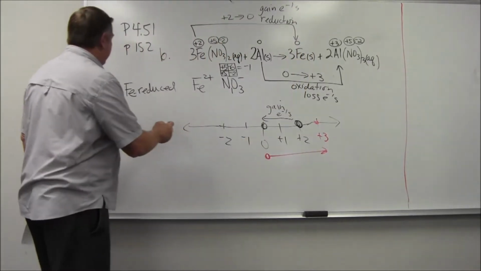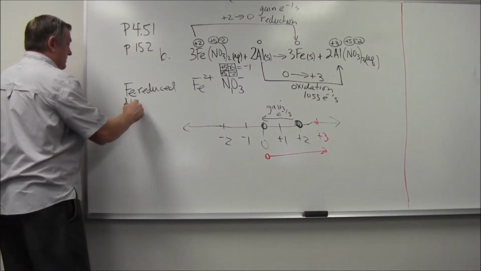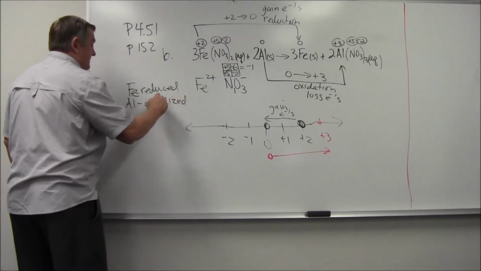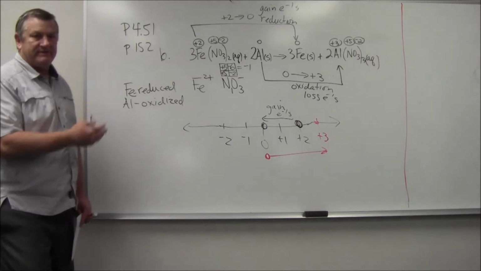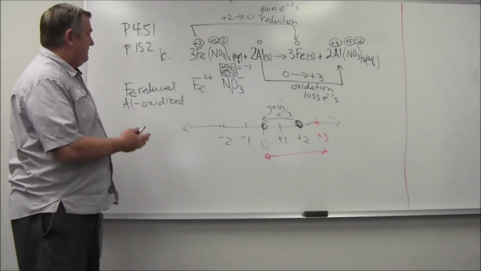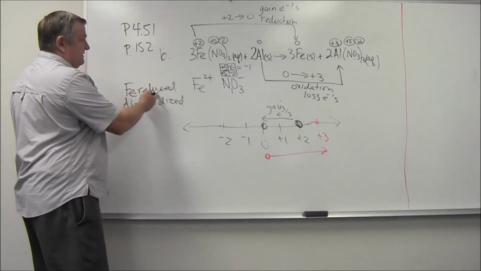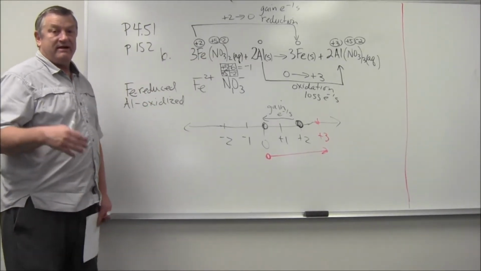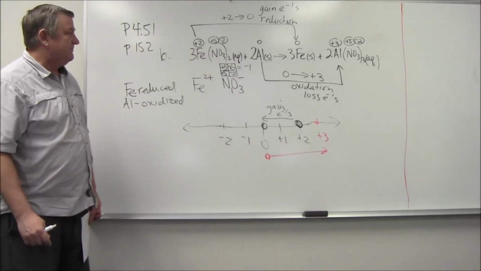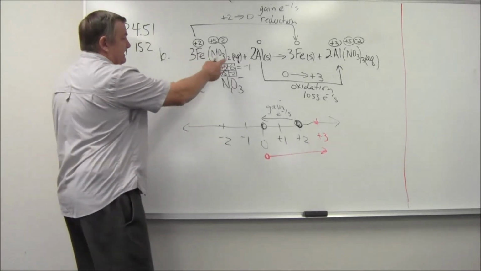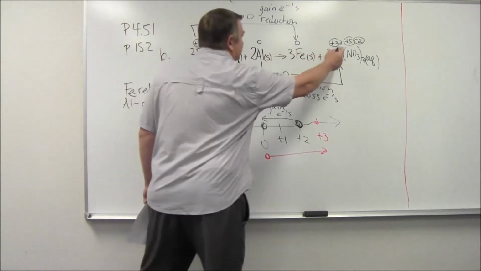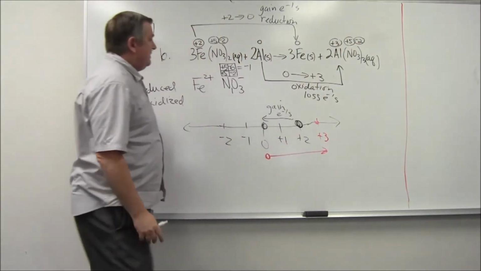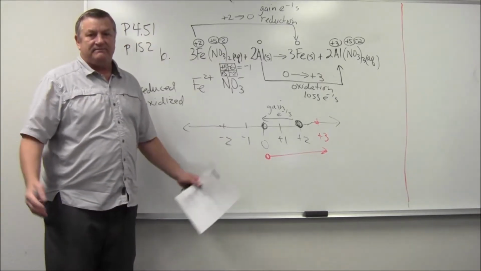So now that's the other answer. Aluminum is getting oxidized. So that's the answer to the problem. Using oxidation numbers, we've shown our work, and we've shown that the iron atoms are getting reduced from reactants to products, and the aluminum atoms are getting oxidized from reactants to products. And you can see the nitrate's not even participating. Plus 5 nitrogen, plus 5 nitrogen, negative 2 oxygen, negative 2 oxygen. So nitrate in this case is a spectator ion.